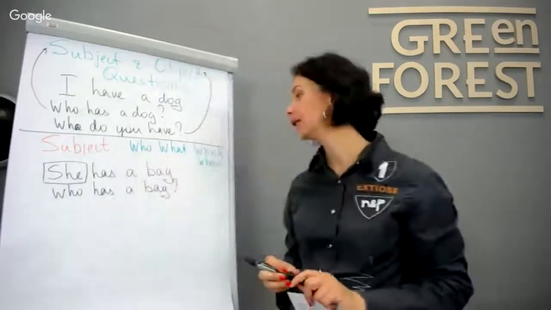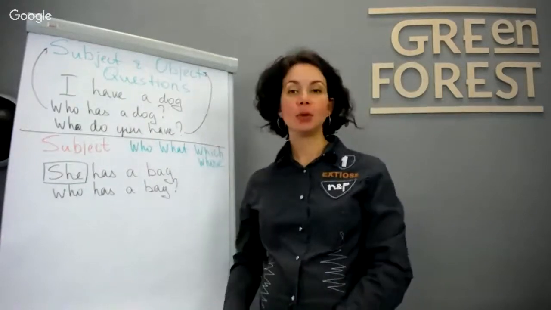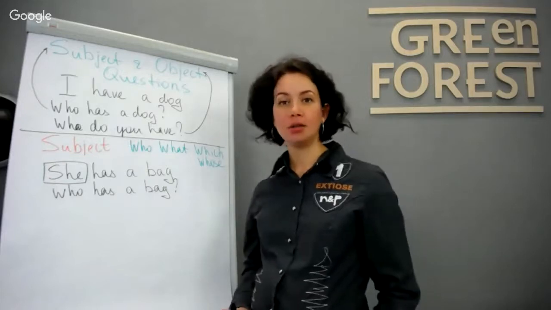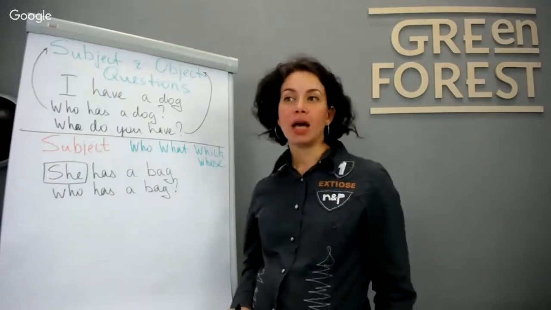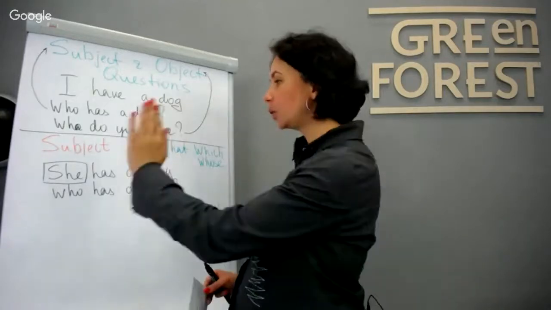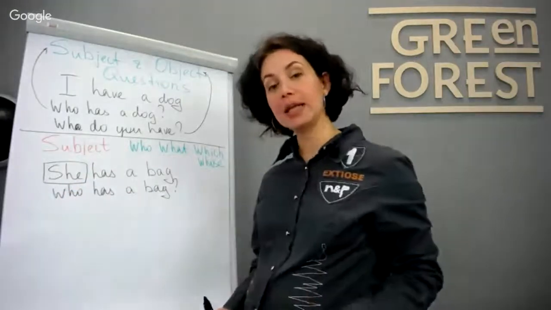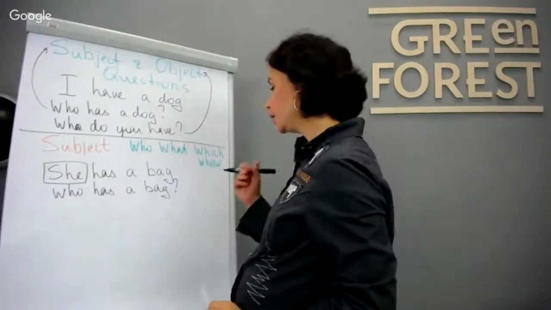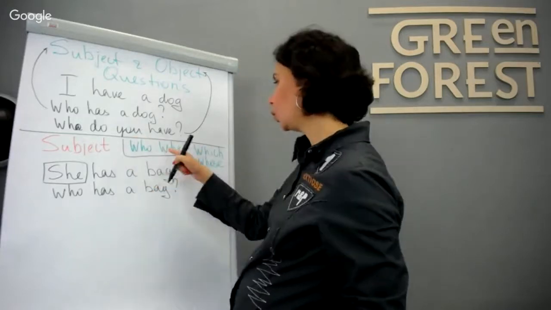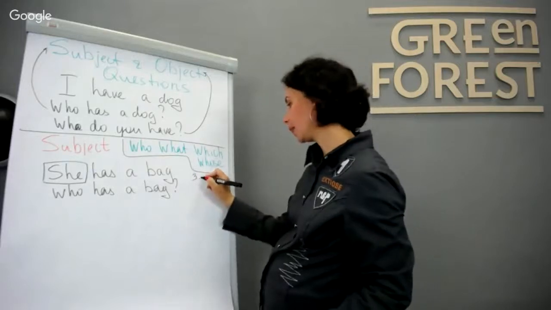Mary has a bag. When we create a subject question, we don't need to use any auxiliary verbs or helping verbs. We don't need does, do, have, has, or anything. We just close the subject and create the question with the rest of the sentence. There is one thing that you have to keep in mind: these words, who, what, which, or whose, are third person.